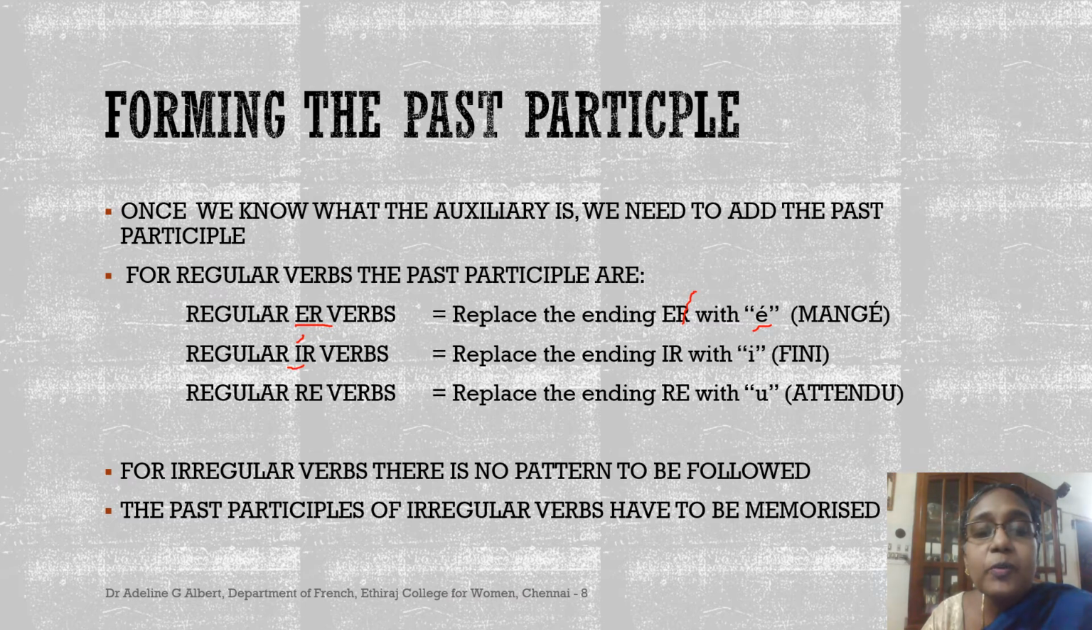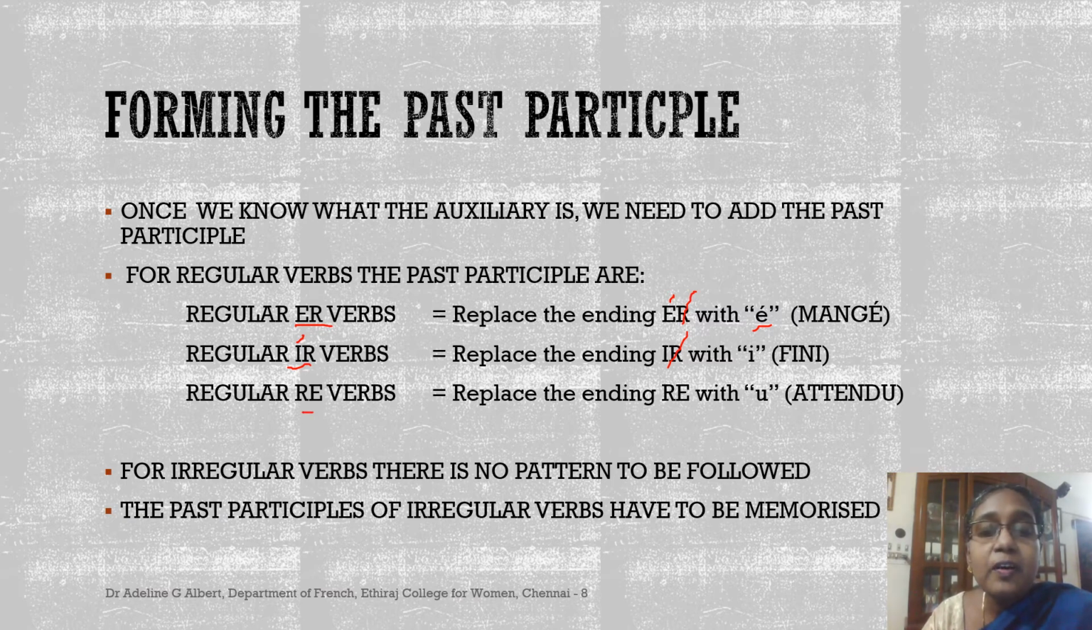IR verbs. How do I form the past participle of IR verbs? I very simply just remove the R. For ER verbs, I remove the R and I add an accent. For IR verbs, I just remove the R. So my past participle ends with I.